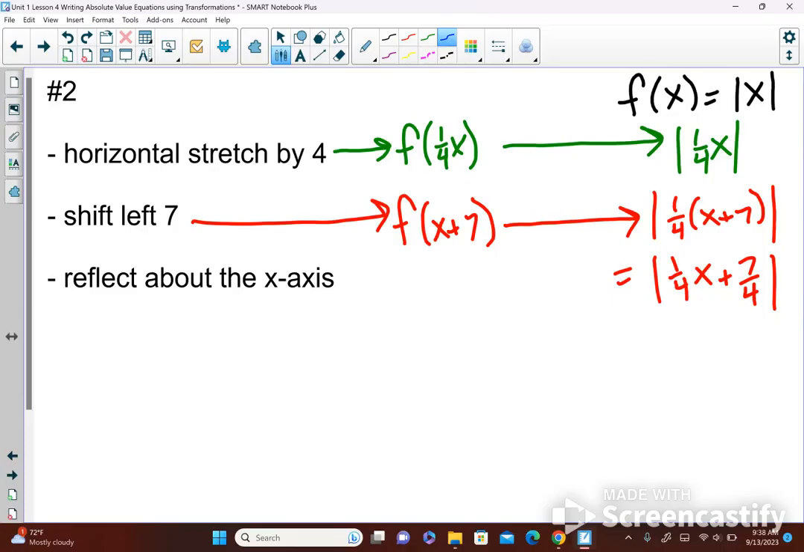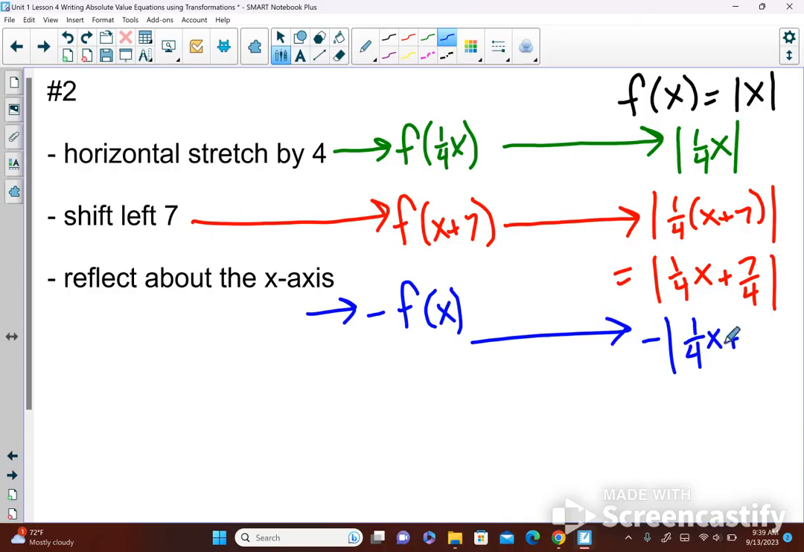And then our last transformation is to reflect about the x-axis. We talked about how function notation-wise, this is multiplying on the outside by a -1. So this says multiply your entire function by -1. Our entire function right now is one term, the absolute value term. So that negative is going to go right on the outside.